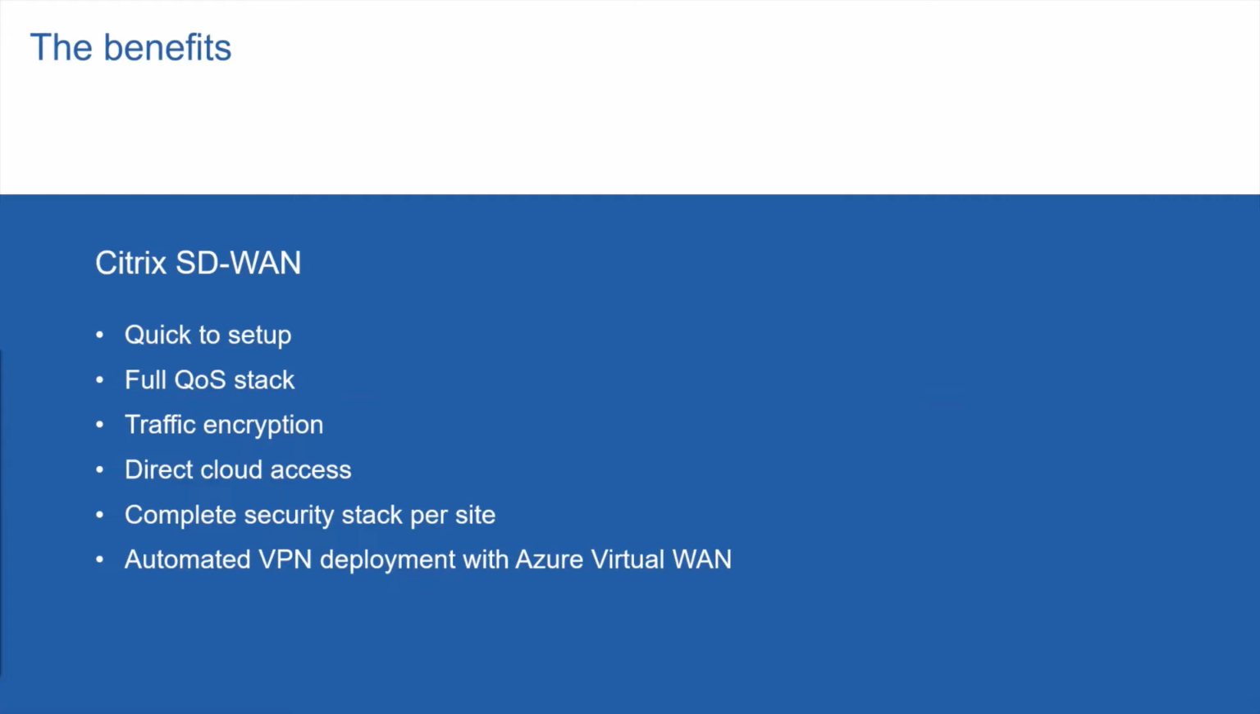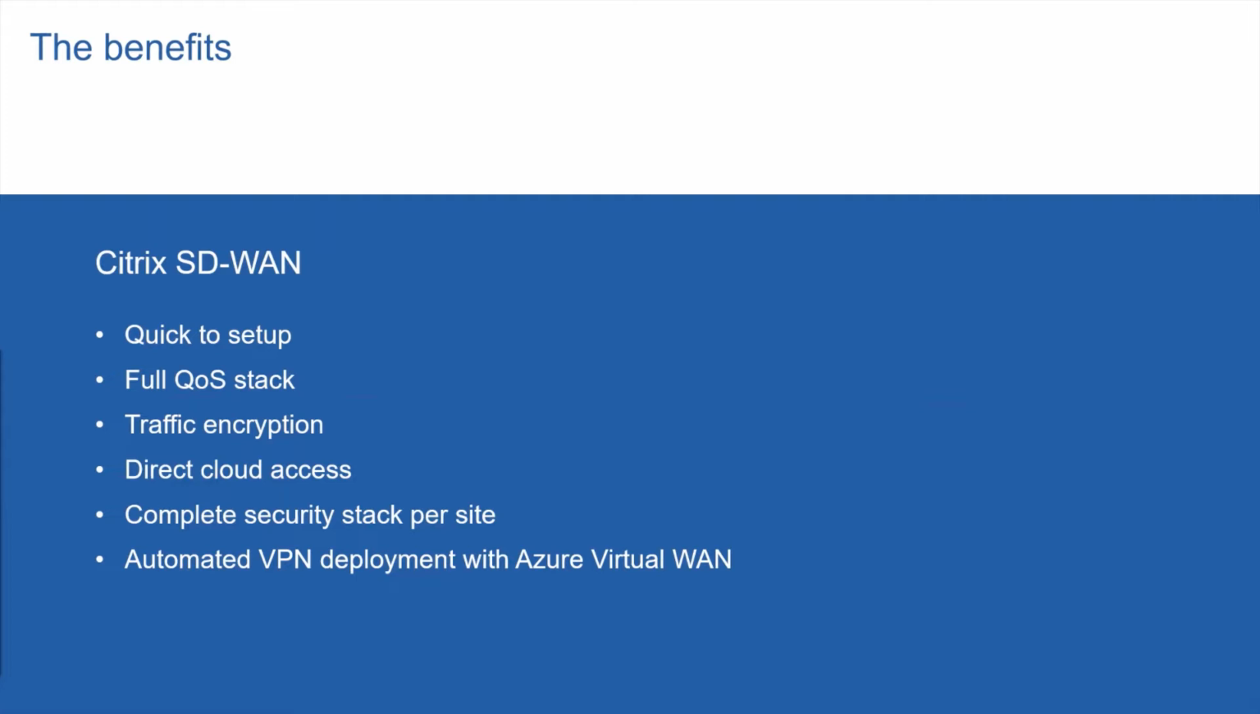And if you have multiple sites or branches, we can give every branch and site direct access to our cloud resources. So we don't have any need to backhaul any traffic anymore. And we can also implement a complete security stack per site or branch.